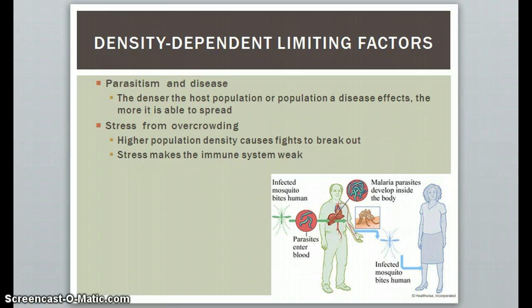Parasitism and disease are also density-dependent limiting factors because the larger a population is, the easier it is for disease to spread, and the more hosts that are available to parasites. We've said before that parasites aren't interested in killing their hosts, so then how can they limit the size of their population? Malaria is caused by a parasite carried by mosquitoes, usually in Africa or in the Mediterranean.